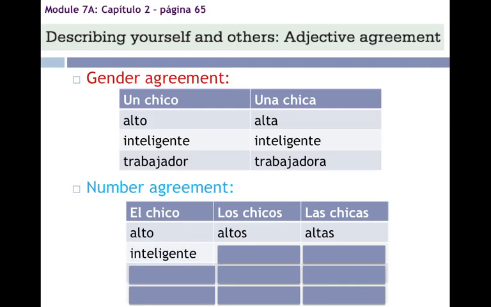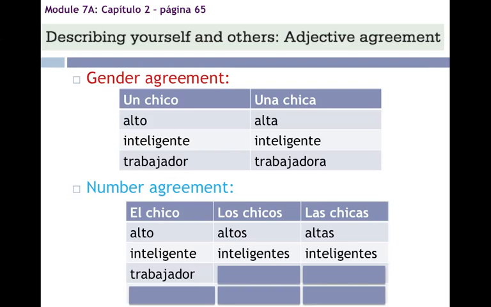So we started up above with el chico inteligente. How would I say the smart boys? Los chicos inteligentes with an S. How about the smart girls? Las chicas inteligentes. Muy bien. So up above we saw a hardworking boy, el chico trabajador. What about the hardworking boys? How am I going to make trabajador plural? Los chicos trabajadores. Remember, we need an entire extra syllable at the end.